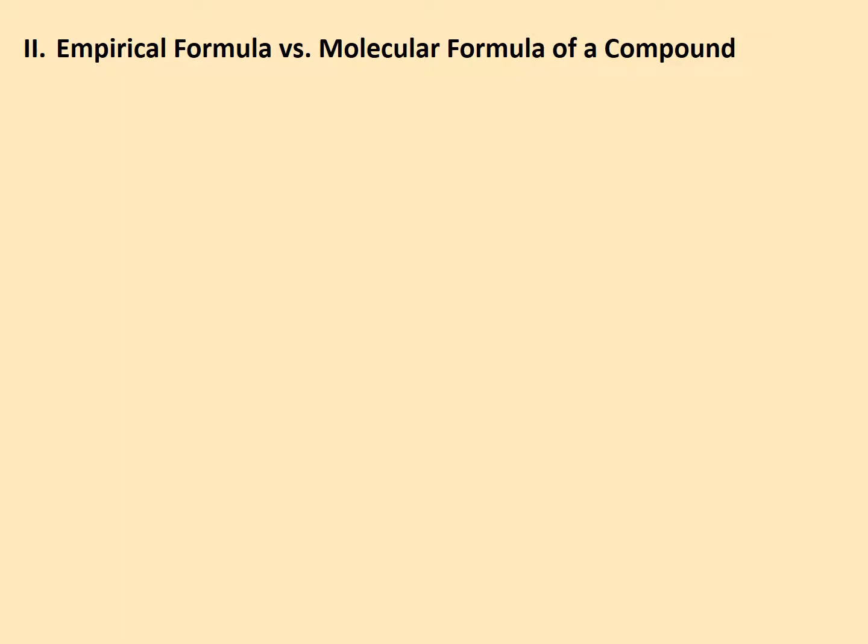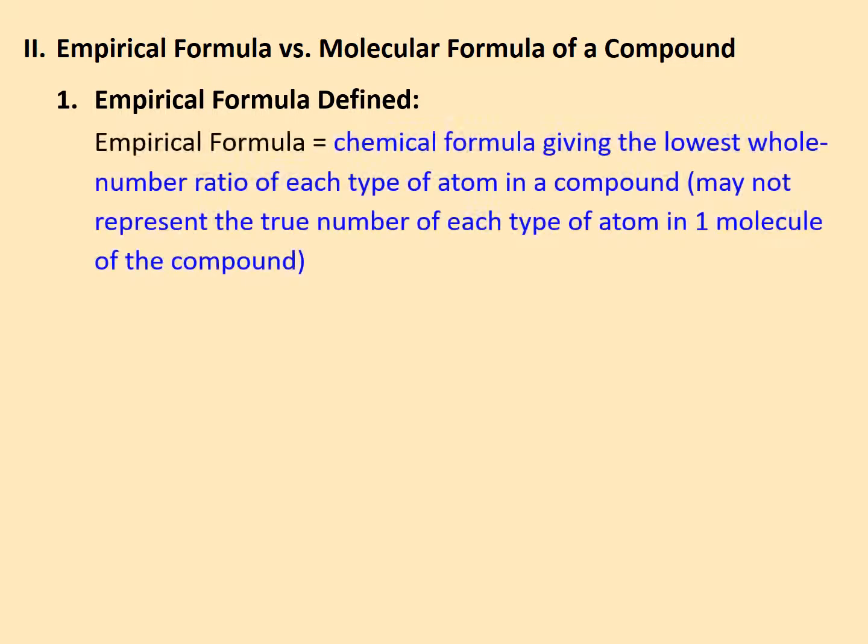So let's start by taking a look at the definition of both an empirical formula and a molecular formula. An empirical formula is a chemical formula giving the lowest whole number ratio of each type of atom in a compound. Now, the empirical formula may or may not represent the true number of each type of atom in the smallest unit of the compound.